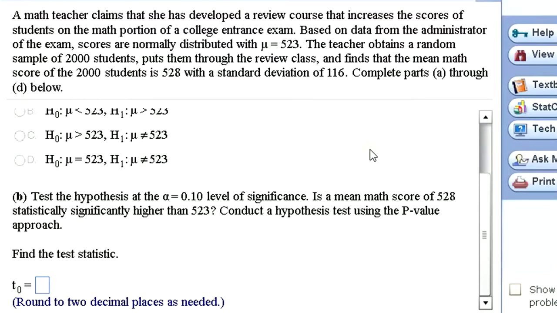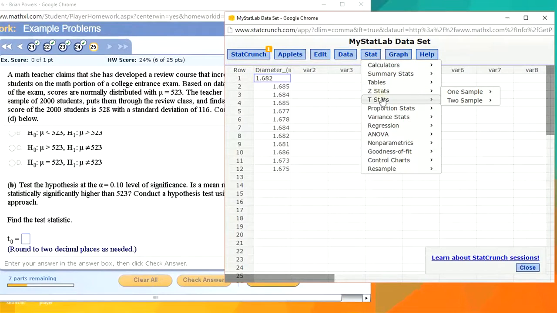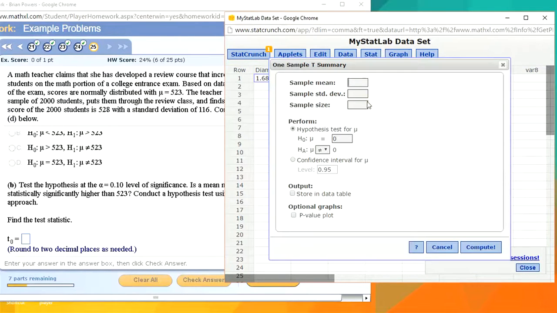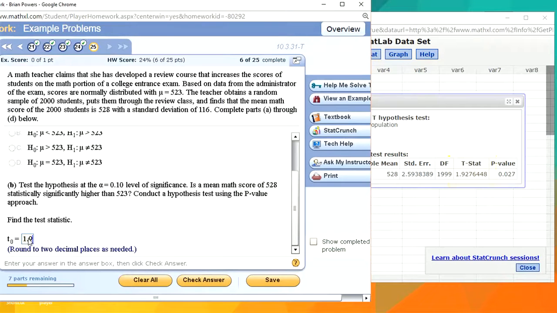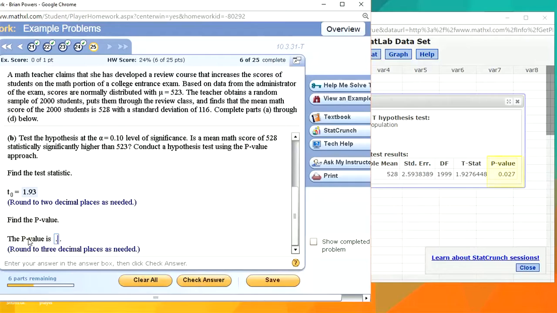To test at an alpha level of 0.10, okay, we want to do a hypothesis test. Let's go back here. Let's do a new hypothesis test, T Stat with one sample with summary data. The sample mean was 528 as stated in the problem, the sample standard deviation of 116, the sample size of 2,000. The null hypothesis was that mu was equal to 523, and the alternative is that it increased from 523. And let's compute. Well, we get a t-stat of 1.927. 2 decimal places, that would be 1.93. The p-value, 0.027.